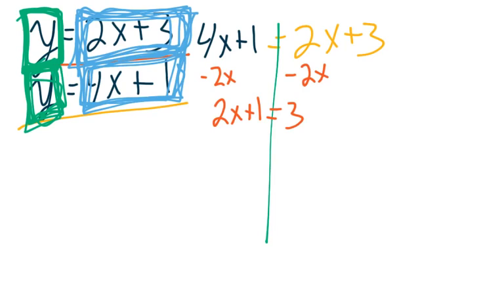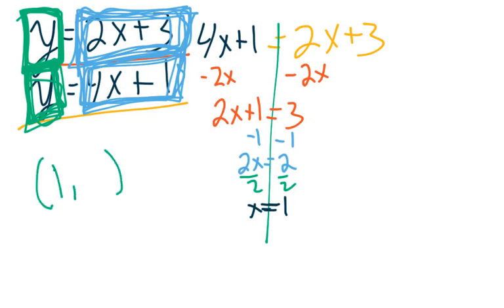And we're solving for x. So minus 1 to both sides. 2x equals 2. And now we divide by 2. So we get x equals 1. So now we have what x is. We have to figure out what y is. So x equals 1, we have to figure out y.